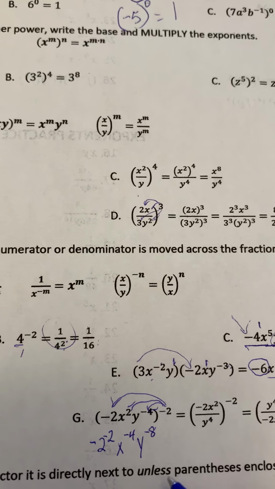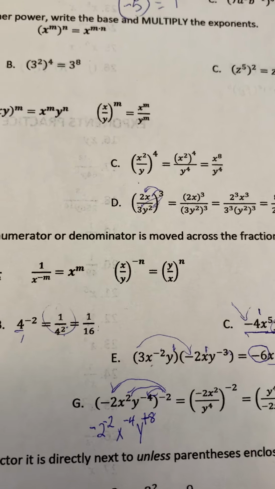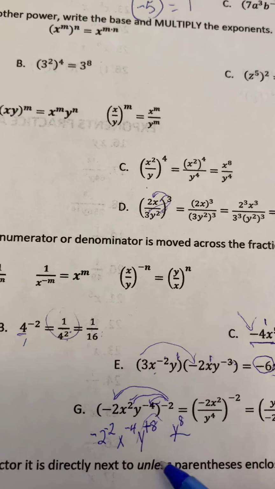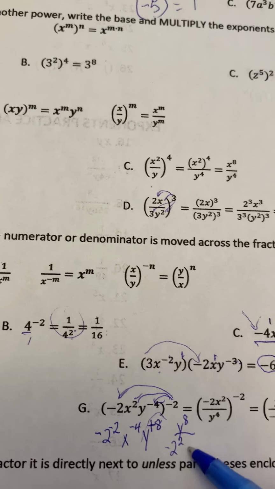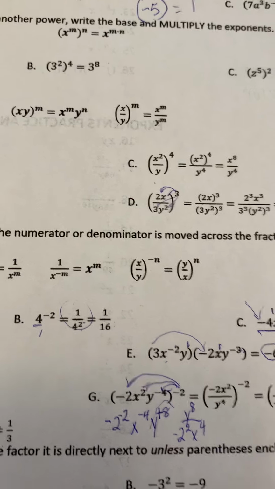Okay, and now none of this is going to, oh, that'd be positive 8. That's going to be A-okay where it is. Okay, so this is okay. I would leave that where it is in the numerator, and this would just move to the bottom. Okay, and negative 2 squared is 4.